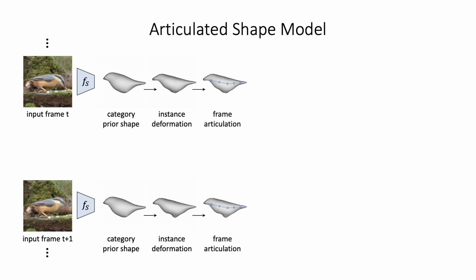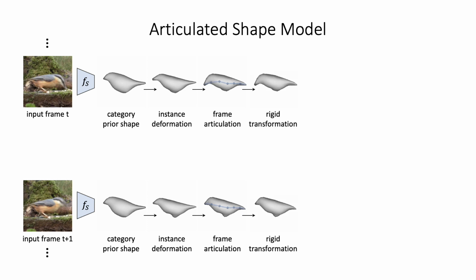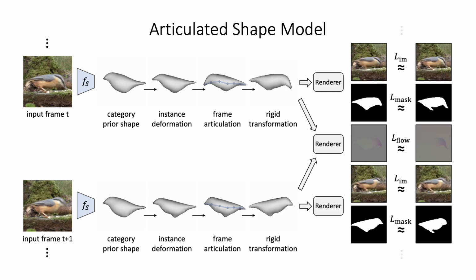This instance shape is then articulated for each frame with a skinning model by predicting the transformations of a set of virtual bones. We then transform the articulated shape with the rigid pose, render it with the predicted texture, and minimize the reconstruction losses for training.